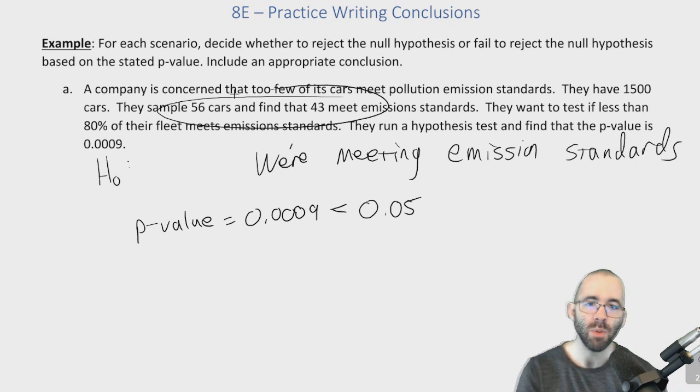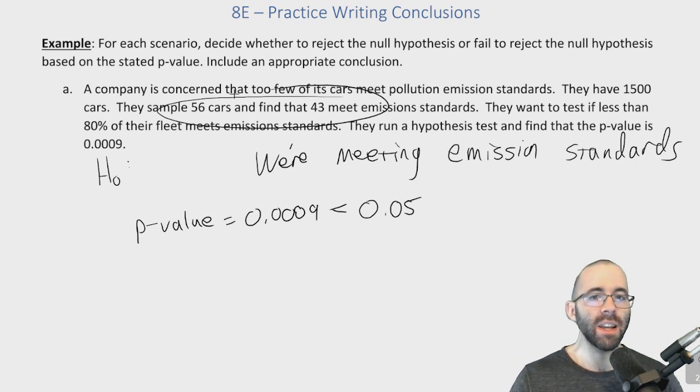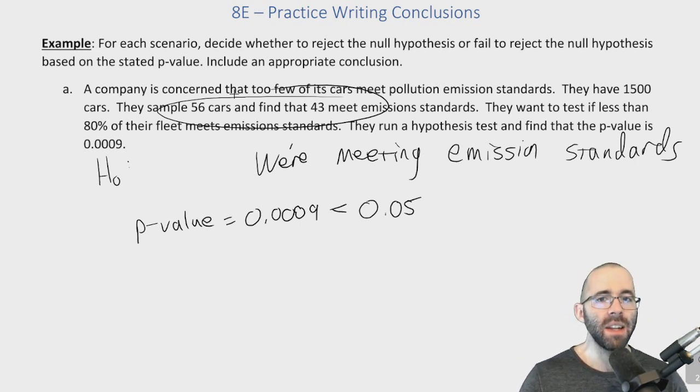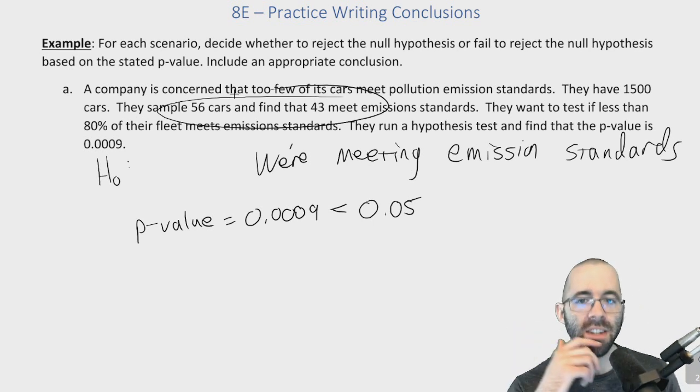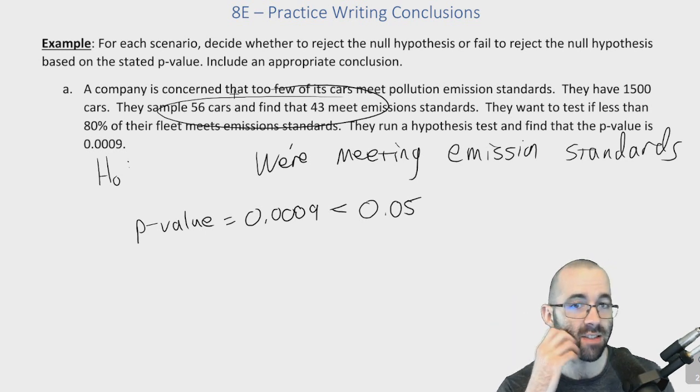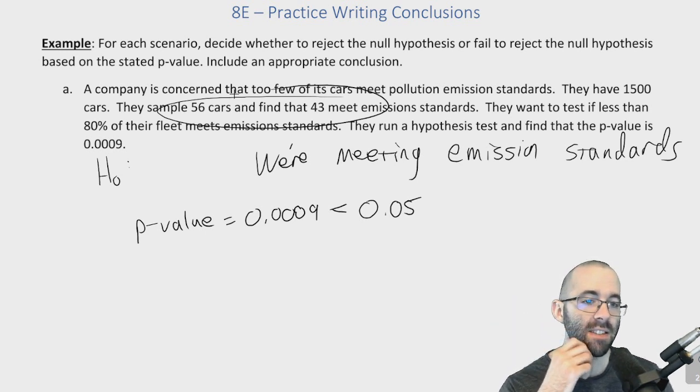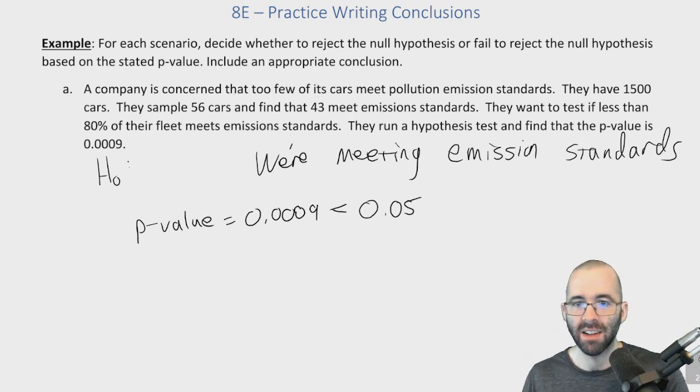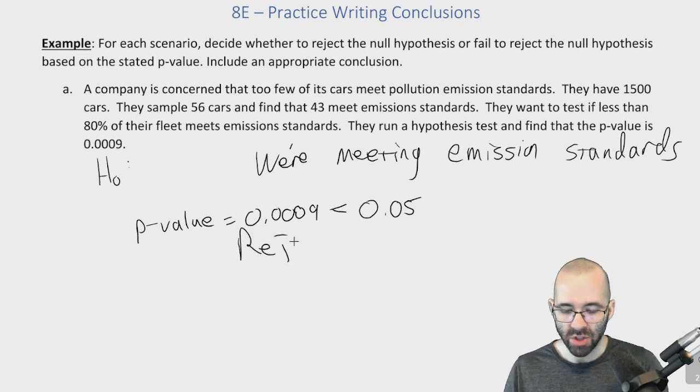But that's what we're doing here. We're saying, okay, it doesn't matter necessarily how many actually met emission standards. We're just trying to test whether there's enough evidence, given the sample size, to suggest that, yeah, we probably really are failing or not. So here we're going to say reject the null.